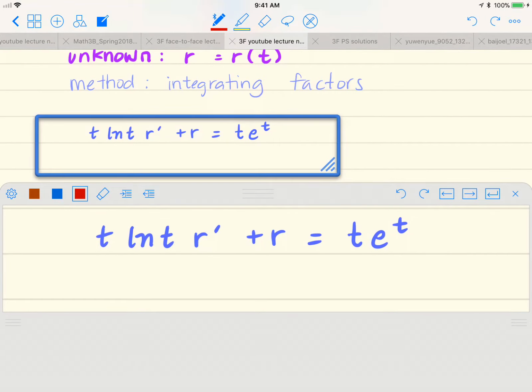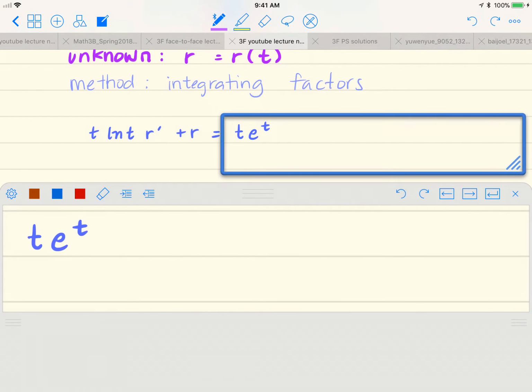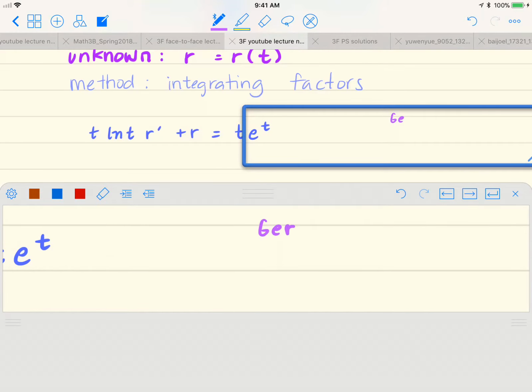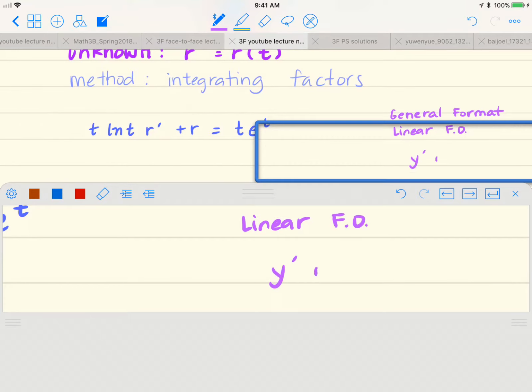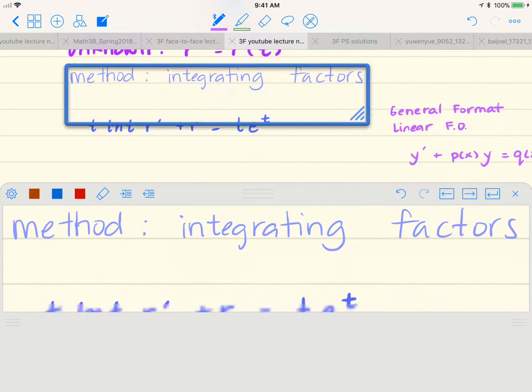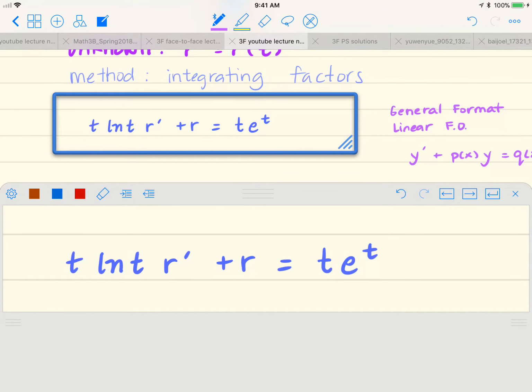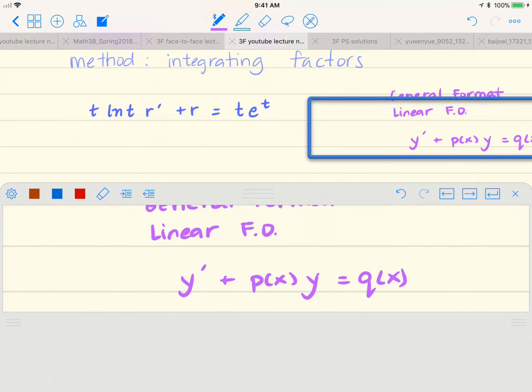Okay, now the next thing I want to do is put this into general format. Remember, the general format for a linear first order differential equation is, do you remember what it is? y prime plus p of x y equals q of x. Here, instead of the unknown y, we have the unknown r, and our independent variable is t, whereas over here we have x and y, but that really doesn't make a big difference.